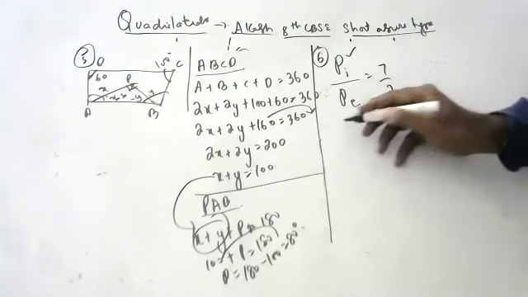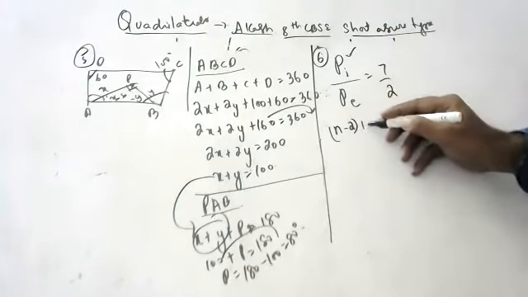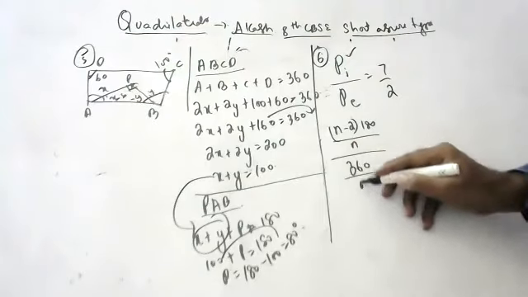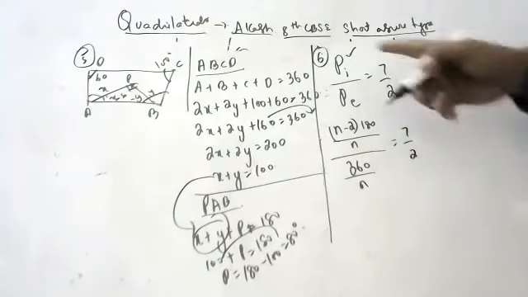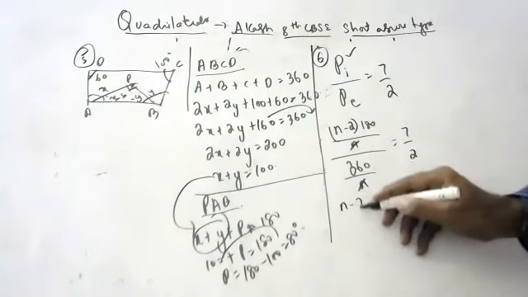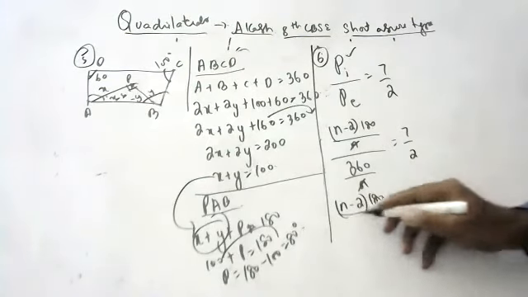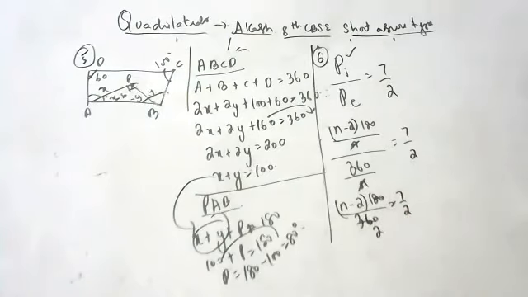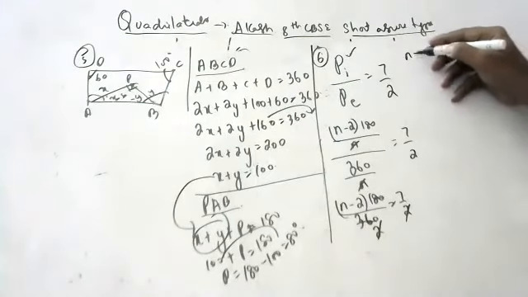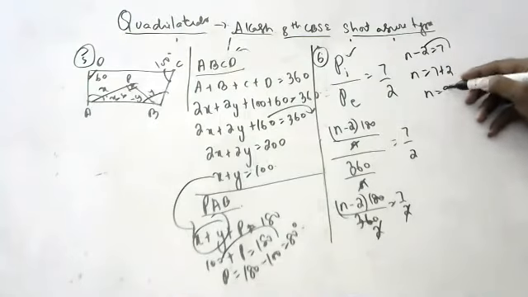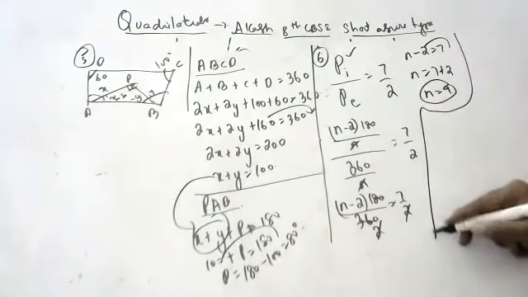What is the formula for polygon interior? (n minus 2) into 180 by n. What is the formula for exterior? 360 by n. This is 7 by 2, interior angle to exterior angle. So (n minus 2) into 180 by 360 is equal to 7 by 2. So 2s cancel. n minus 2 is 7, so n is equal to 9. It is a 9-sided figure.